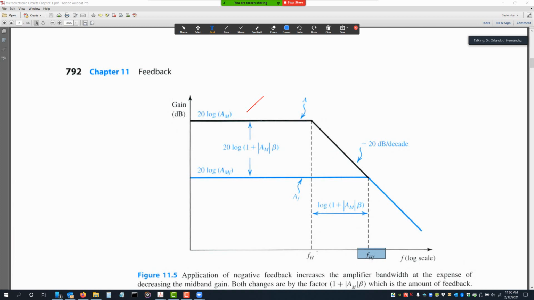And then again, the omegas are just 2 pi this quantity. So omega h is 2 pi fh, and omega hf is 2 pi fhf for the closed loop case. Any questions about this figure?